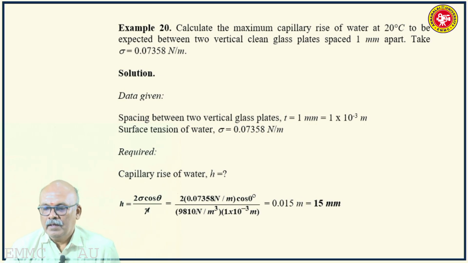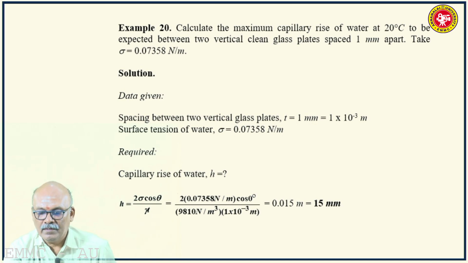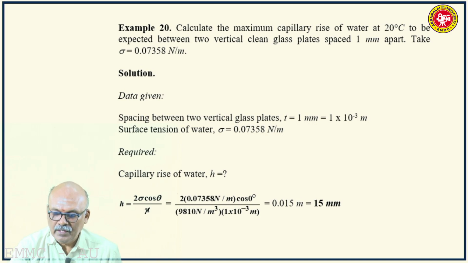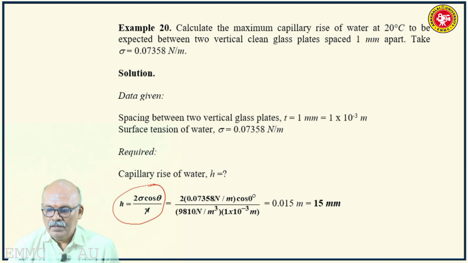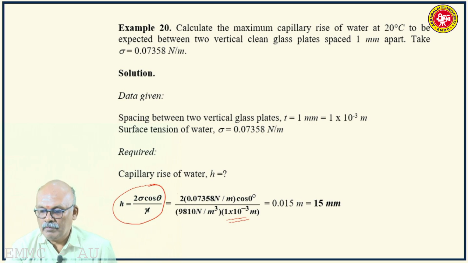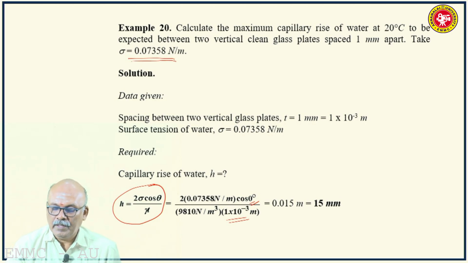So next problem. Calculate the maximum capillary rise of water at 20 degrees Celsius to be expected between two vertical clean glass plates spaced 1 millimeter apart. Take sigma. So just now we have derived the equation. We can use this equation, where T is the distance between the two vertical parallel plates, that is 1 millimeter, expressed in meters, that is 10 power minus 3 meter. It is water in contact with glass, therefore the angle of contact is 0. So cos 0 is 1. Sigma is given as 0.07358 Newton per meter. So we will get the capillary rise like this.